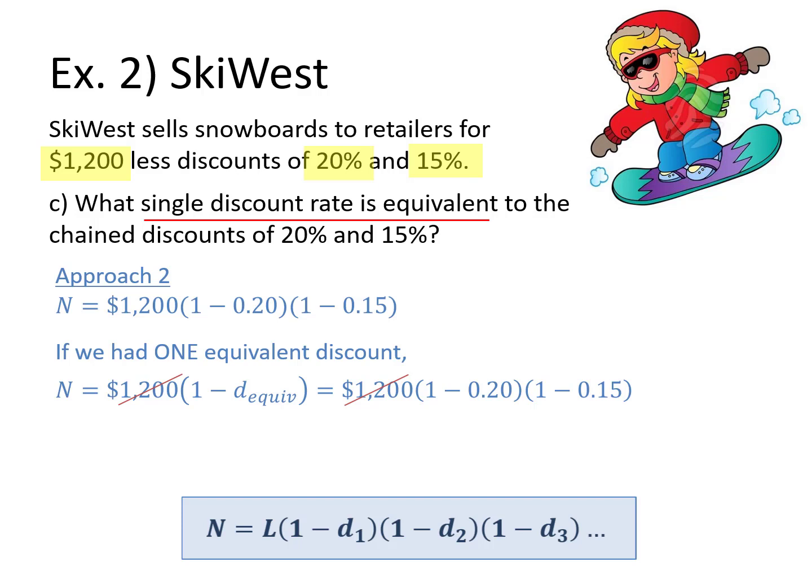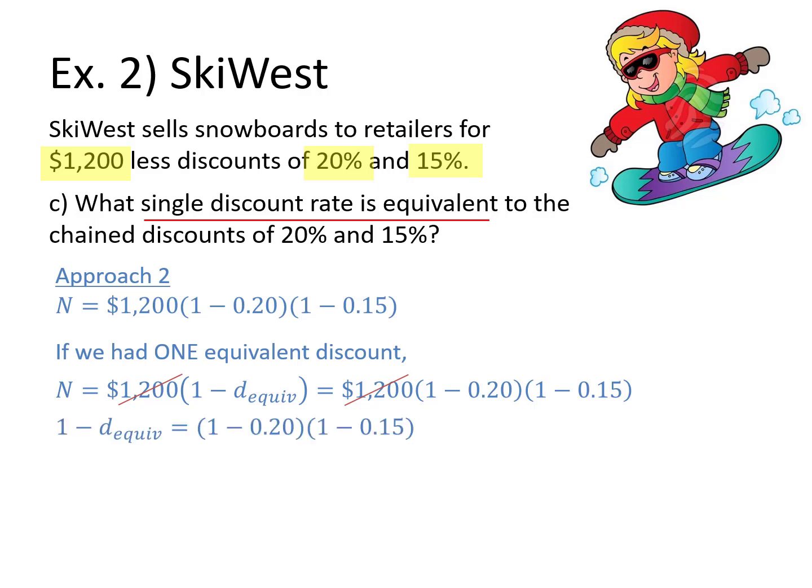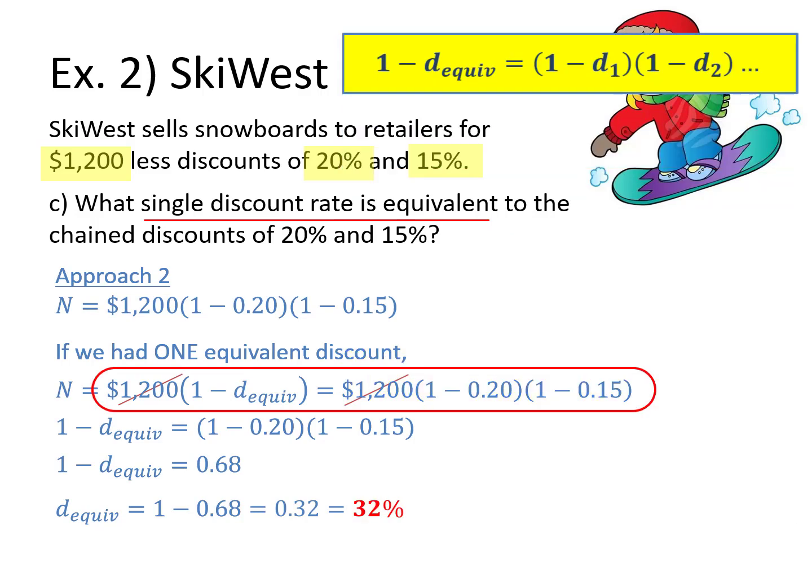We divide both sides by 1200. They just cancel out. And I'm left with 1 minus the equivalent discount is going to be equal to 1 minus 0.2 times 1 minus 0.15. I can do the math on the right-hand side, and I get 0.68. And if I rearrange that, I get the equivalent discount is going to be 1 minus that 0.68, leaving me with 0.32 or 32%. So this is the formula that you're going to get on your formula sheet.